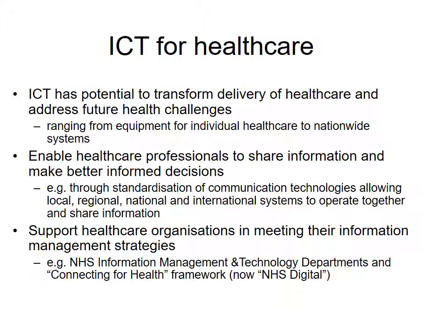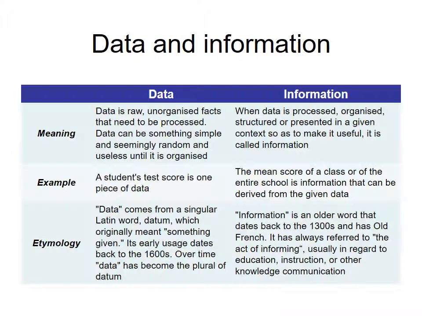From 2013, Connecting for Health was taken over by the Health and Social Care Information Center, which is now called NHS Digital, and it has a slightly different role from the original Connecting for Health framework. Now they store and analyze data on hospital activity in the NHS throughout the whole of England. But because data and information are the building blocks of ICT, what are data and information? What are the differences, if any, between them?